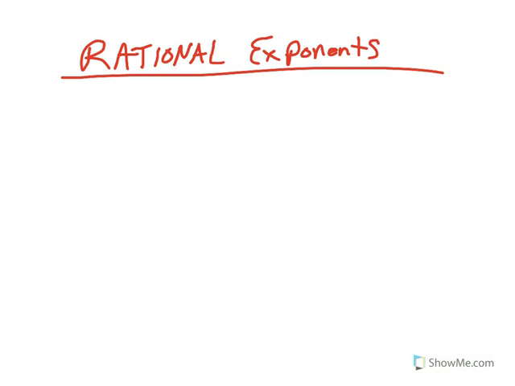Alright, we're starting a chapter on rational exponents, and the first definition that we have here is scientific notation. Scientific notation is a number that's in the form a times 10 to the n. And it's specific that this a here has to be 1 or bigger, but less than 10.